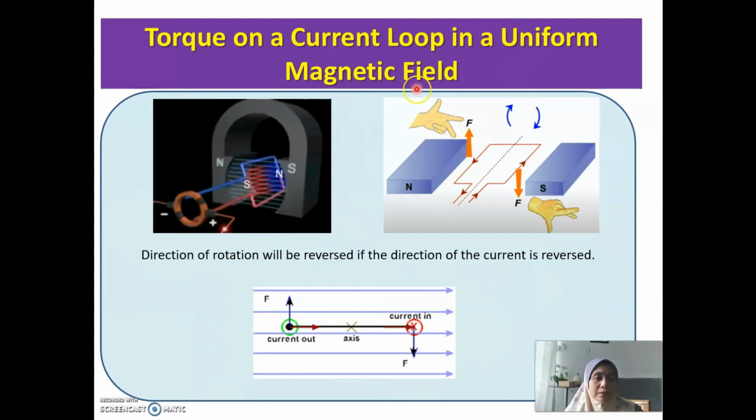Ditunjuk kat sini. Alright, so that's why you dapat magnetic force dia ke atas macam ni. So dia akan rotate clockwise lah. Dia pergi ke atas, dia turun bawah. Alright, so you can imagine lah. Nak imagine tengok ni. Dia rotate clockwise. Yang ni pergi atas ni.